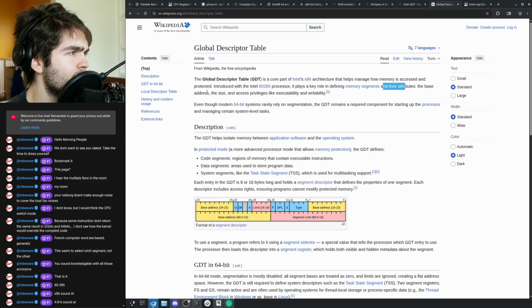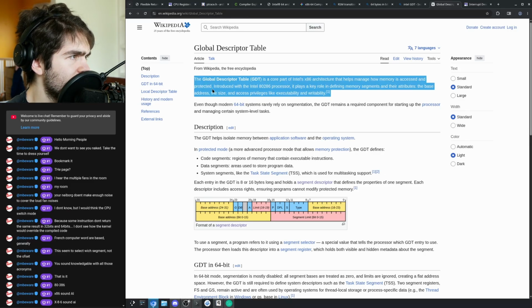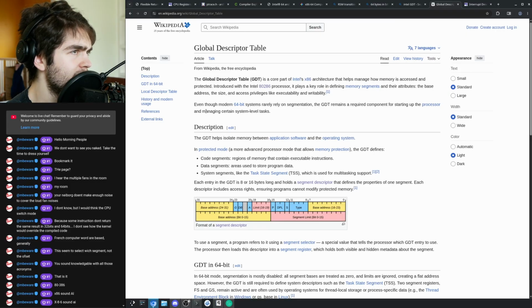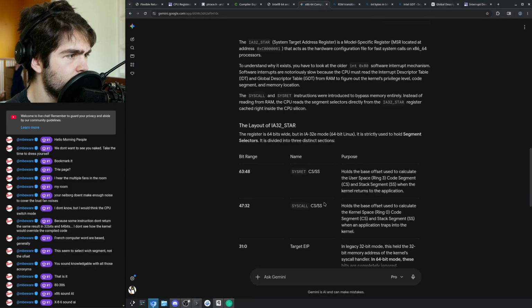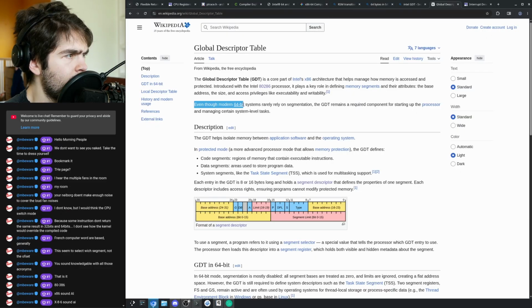It plays a role in defining memory segments and their attributes: the base address, the size, the access privilege. But I'm kind of conflicted with this, because the explanation here makes sense for 32-bit, but in 64-bit we don't really use CS and SS in the same way. Even though modern 64-bit systems rarely rely on segmentation, the GDT remains a required component for starting up the processor and managing certain system-level tasks.